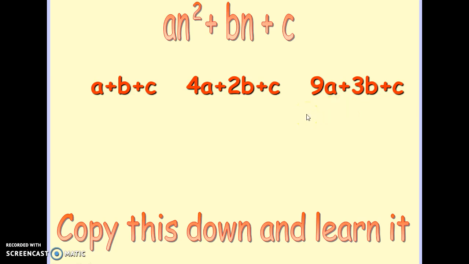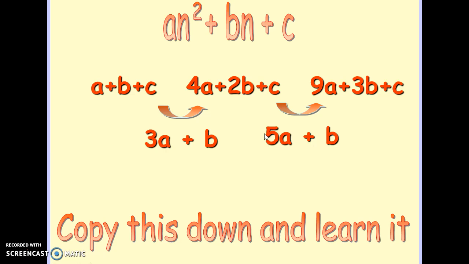The reason behind doing this is to identify, if I am talking about a general term, not one specific sequence, how it looks when we take the first difference and the second difference. Based on that, we are going to be able to find our a's, b's and c's. So now once we find the difference, we get 3a plus b. For the next one, we get 5a plus b. Now once I subtract them to find the second difference, I'm going to get 2a.